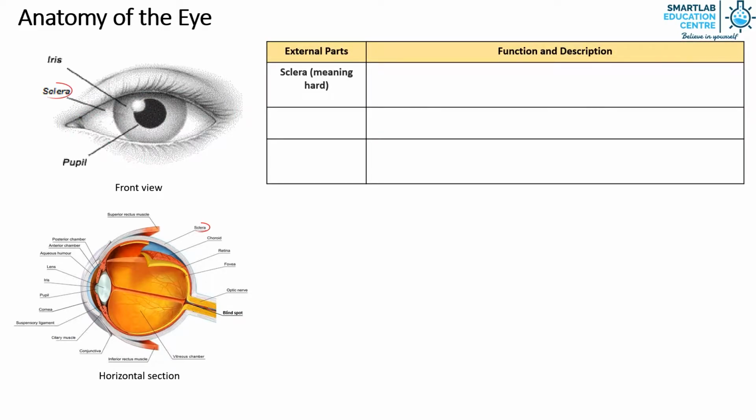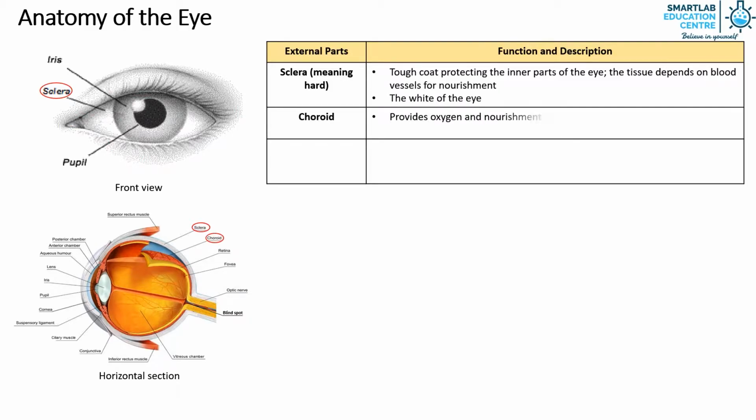The sclera is a tough coat, protecting the inner parts of the eye, and the tissue depends on blood vessels for nourishment. It is the white of the eye. The choroid provides oxygen and nourishment to both the retina and the sclera. It is pigmented with melanin, which prevents internal reflection of light rays.